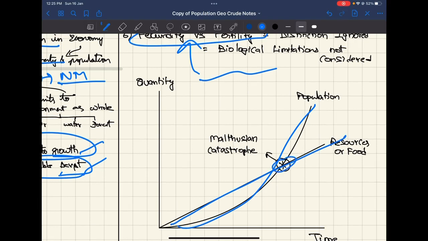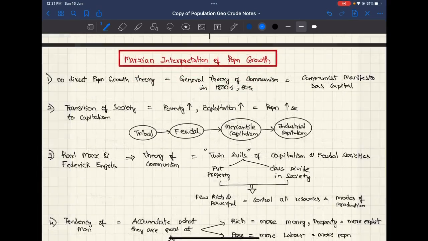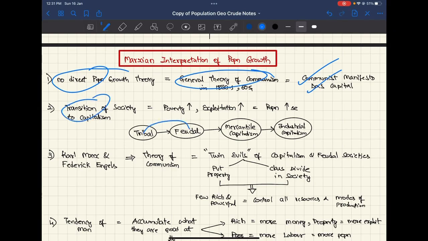When the population growth crosses the food growth, it will result in Malthusian catastrophe. Now coming to Marx, he did not give a direct theory. This is an interpretation from his general theory of communism, which is given in Communist Manifesto and Das Kapital. According to him, the society will transit from tribal to feudal to mercantile capitalism to industrial capitalism.